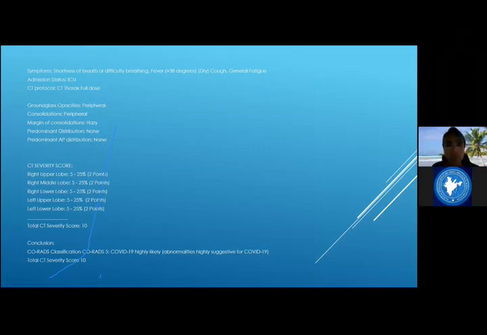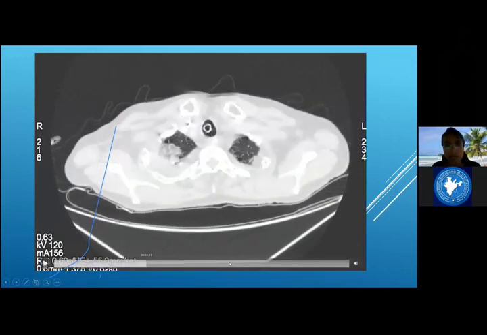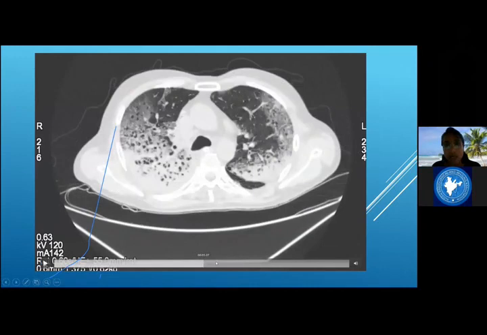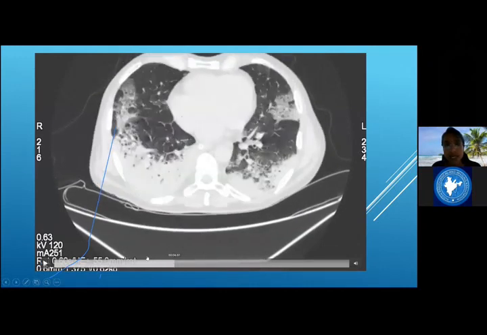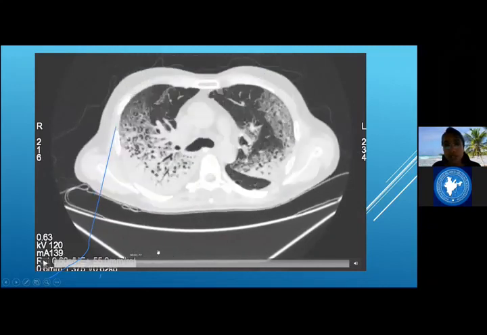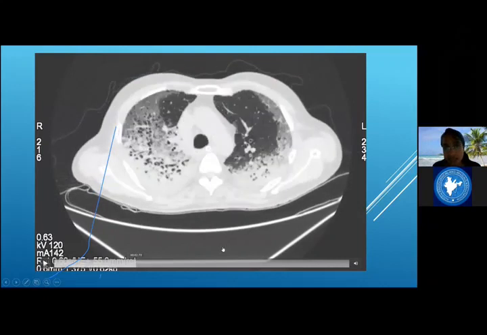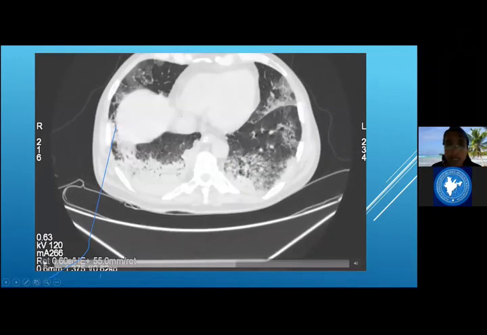Now coming to the next case. This is again an elderly patient coming with shortness of breath. Here it is more of consolidation. You're seeing peripheral ground glassing in the upper lobes, but when you come to the lower lobes, it is dependent consolidation. So these are the key words: peripheral ground glassing in the upper lobes and dependent consolidation in the lower lobes. Actually, the patient is going for ARDS.